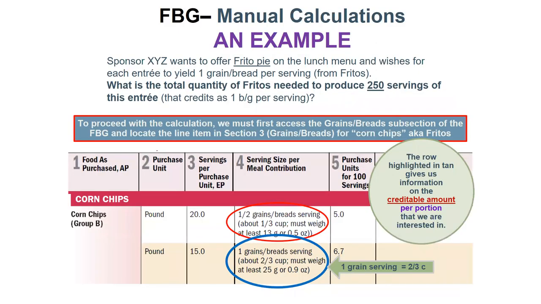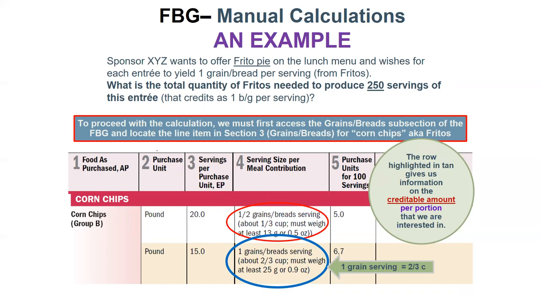As a first example of how a sponsor would use the food buying guide for determining the quantity of food items needed, sponsor XYZ wants to offer a Frito pie on its lunch menu. The sponsor wishes for the Frito pie entree to provide a minimum of 1 grain bread per serving and wishes to produce 250 servings of this entree at its one site that it operates in the SFSP. What is the total quantity of Fritos needed to produce 250 servings of this entree?